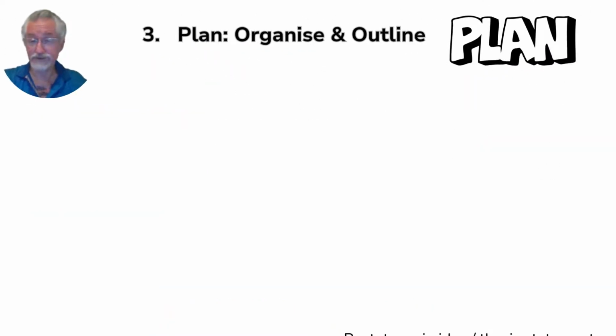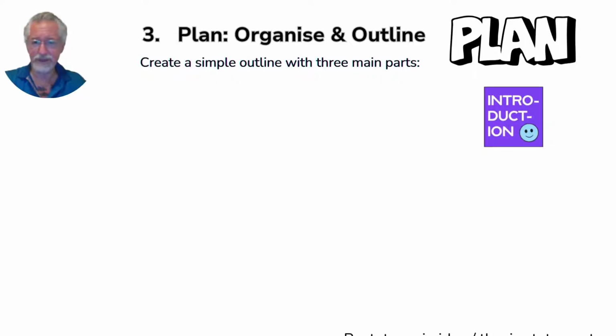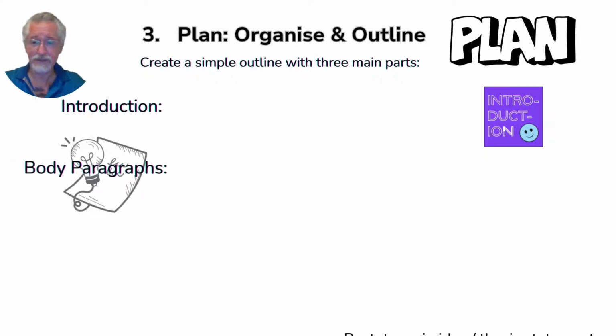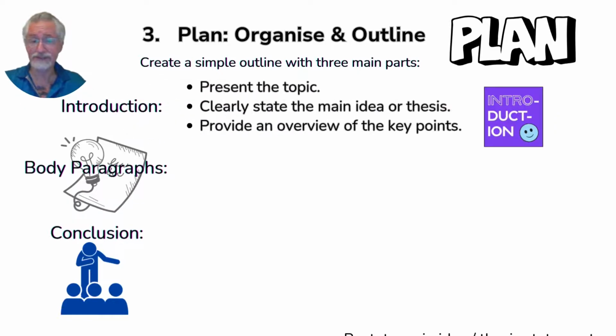Now that you've got your information together, it's time to plan. That is, organise and outline your essay. Create a simple outline with three main parts: an introduction, the body paragraphs, and a conclusion. Your introduction needs to present the topic, clearly state the main idea or thesis statement, and provide an overview of the key points you're going to discuss in your body paragraphs.